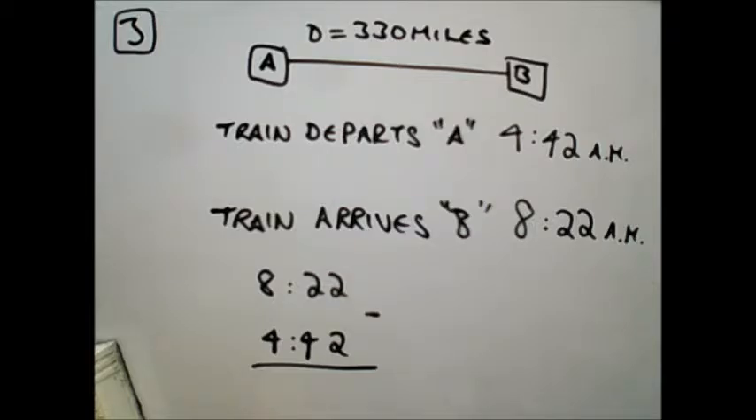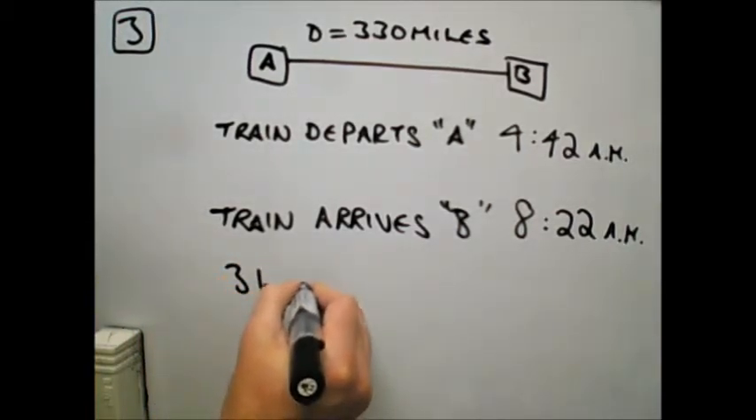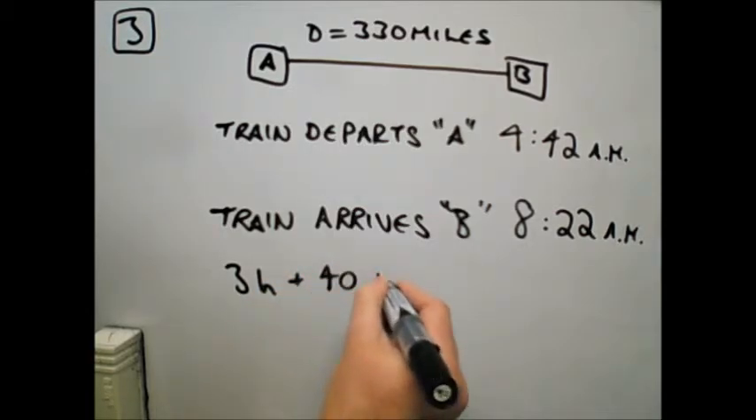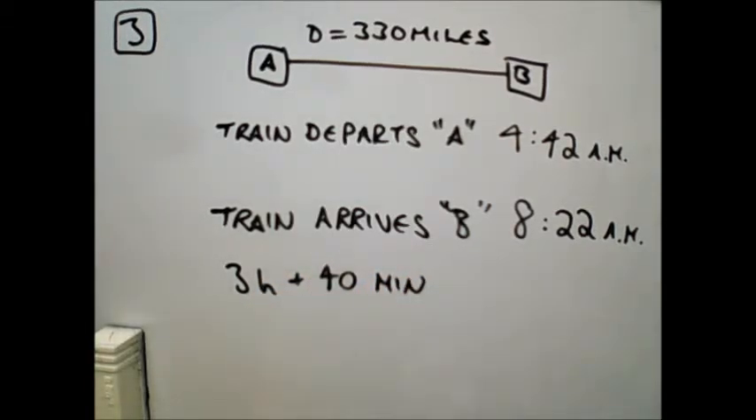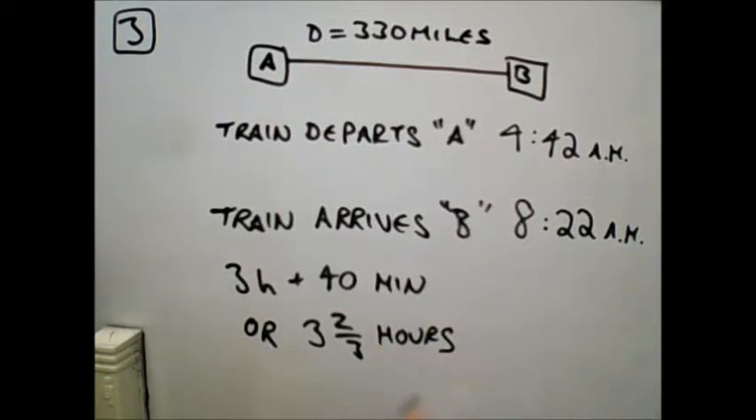Now there are 40 minutes if we go from 4:42 to 5:22. So in other words, we're going to add 40 minutes from 5 up to 5:22, and from 5:22 to 8:22 is 3 hours. So that's the easiest way to do that. Now converting from 3 hours 40 minutes into something that can actually be used in this calculation, what we're going to do is just convert this into a fraction, and that is 3 2/3 hours.